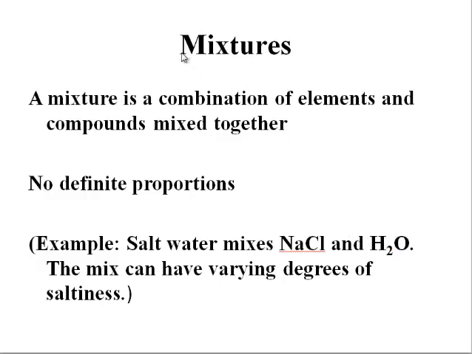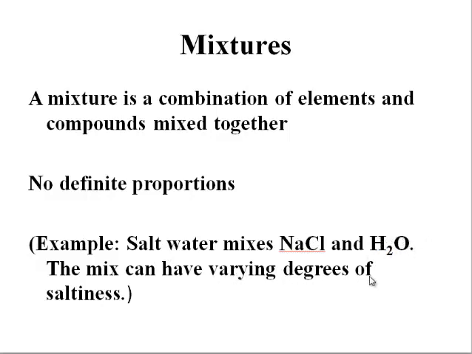Let's move on to the last type of substance in Unit 2, which is mixtures. We've covered elements, we've covered compounds, we're now moving on to mixtures. A mixture is a combination of elements and compounds simply mixed together. The name might imply that there are no definite proportions in a mixture. For example, salt water mixes two compounds, sodium chloride and dihydrogen oxide.